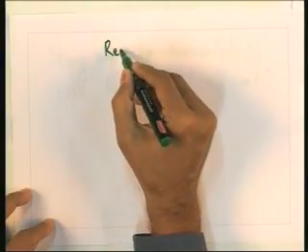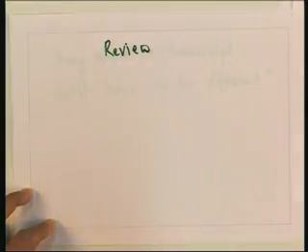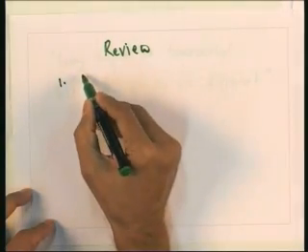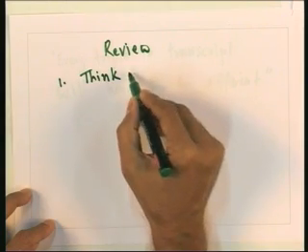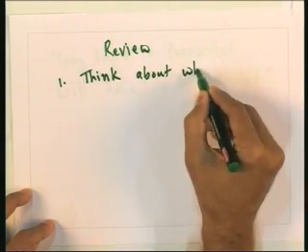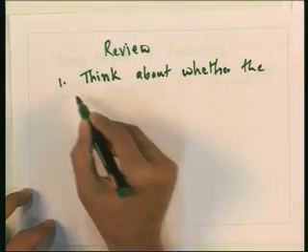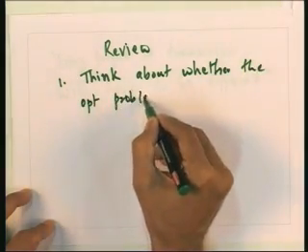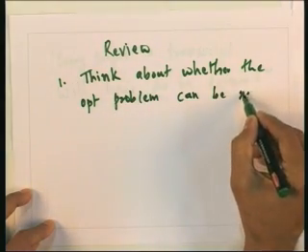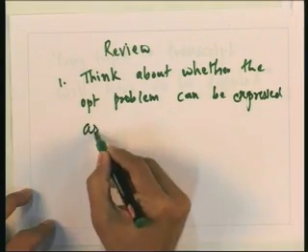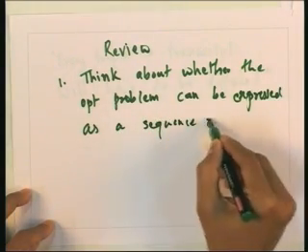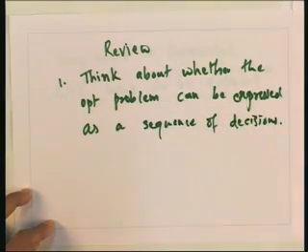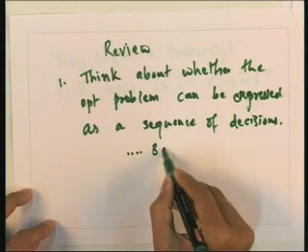So let me now summarize the main ideas in all this. The main ideas in all this are two, three. Okay. So let me just review this. This is a review. The main ideas are, first, think about whether the optimization problem can be expressed as a sequence of decisions. Okay. This is something that we need even in order to do backtrack search.